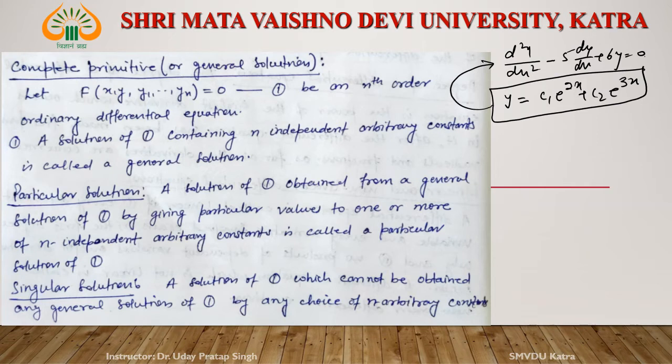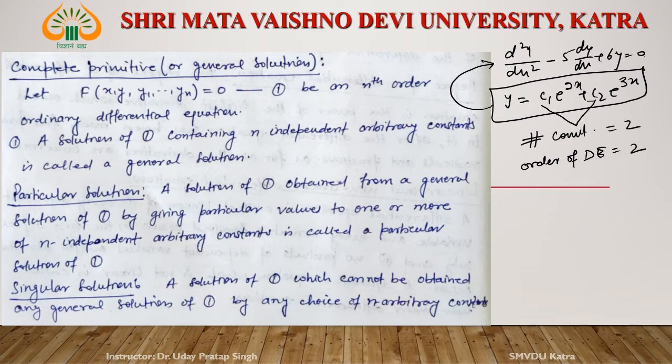Okay. The solution of the differential equation contains how many arbitrary constants? Number of constants is equal to 2. And what is the order of the differential equation? Order of the differential equation is 2. If the order of the differential equation and the number of arbitrary constants are the same, then this type of solution is known as the general solution of the differential equation.